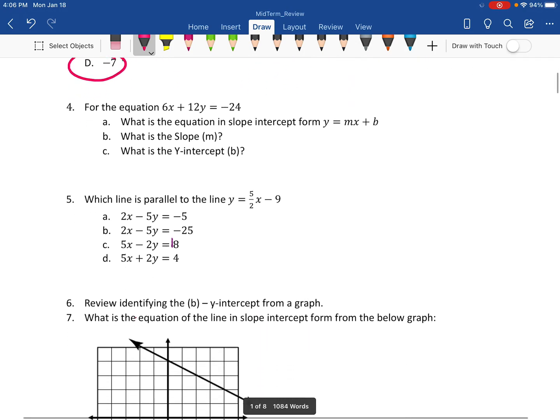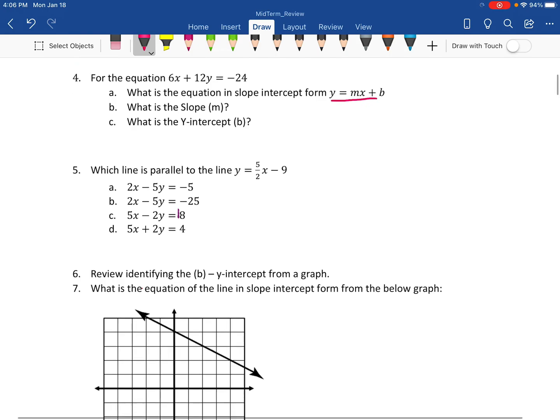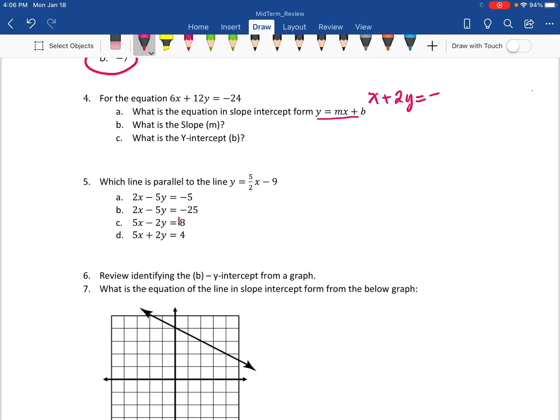All right. Number 4, all we're doing in this one is writing the equation in slope-intercept form and finding our slope and our y-intercept. Now, notice this has a GCF of actually 6. So if I take out 6, that's going to give me x plus 2y, and that's going to be equal to -24 divided by 6, which is going to give me -4.